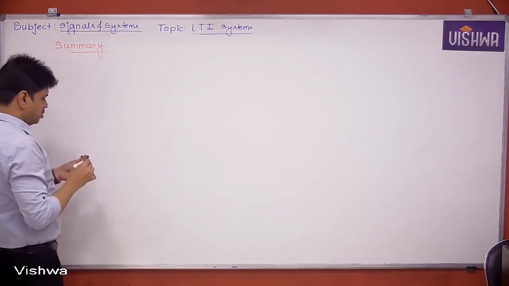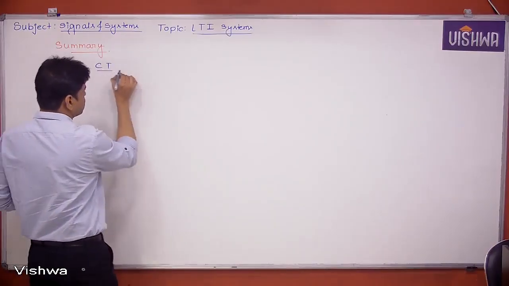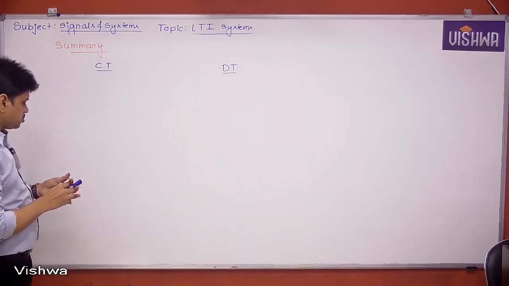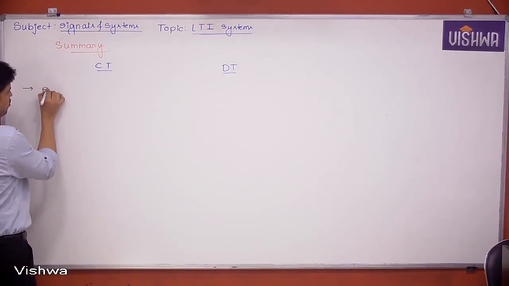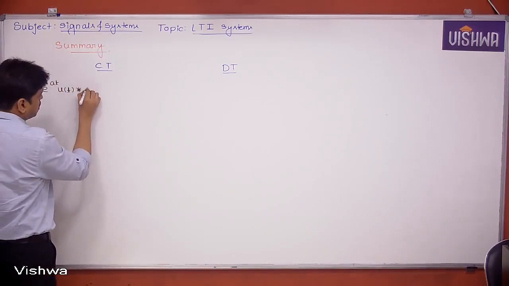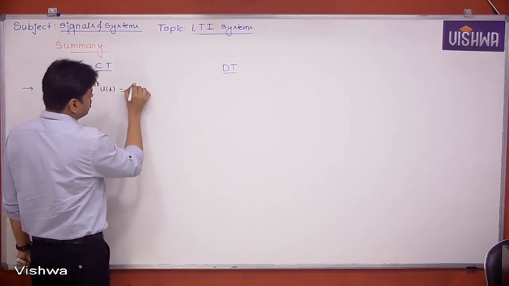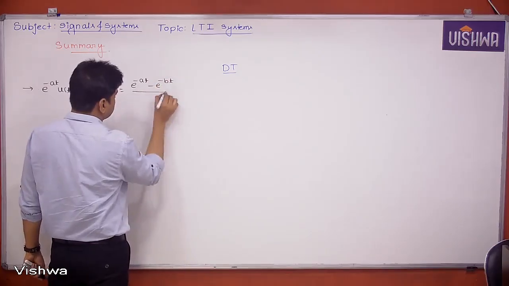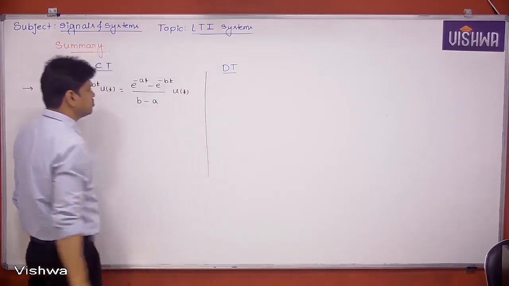Summary. First, let's say for the continuous time case. Next, we will see the discrete time case. Let's see one by one. First, e power minus at u of t convolution with e power minus bt u of t. What are we going to get? (e power minus at minus e power minus bt) by (b minus a) u of t.